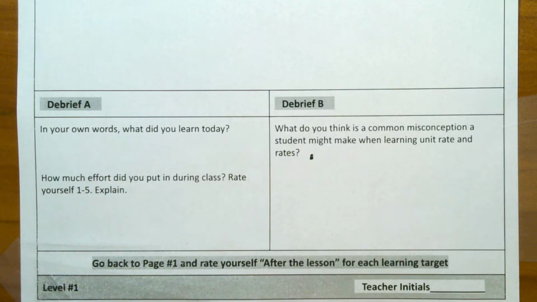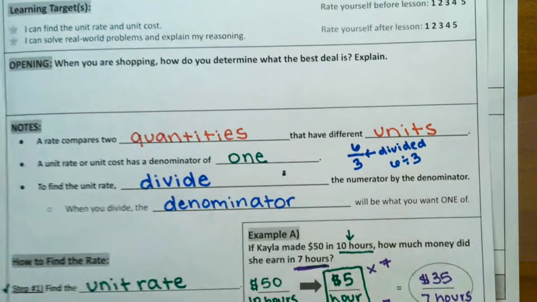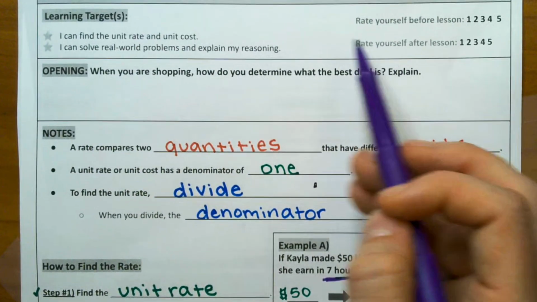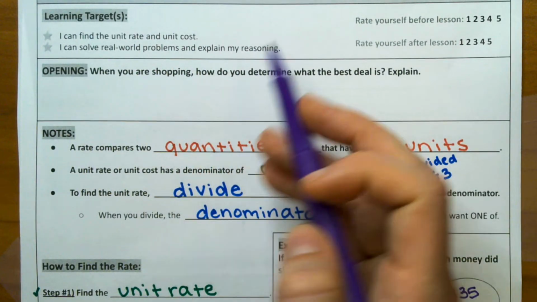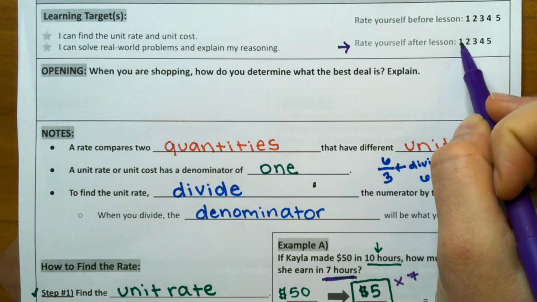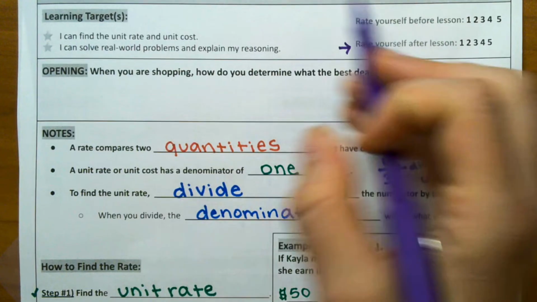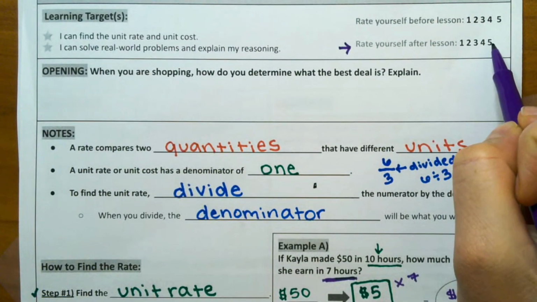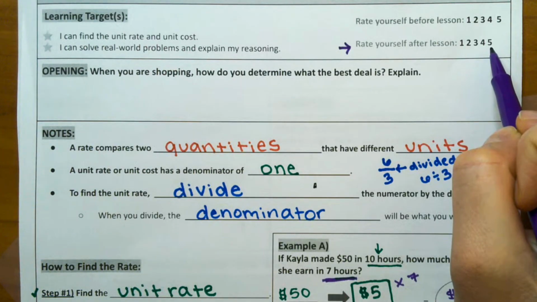Once you've answered our 3 debrief questions, you're going to flip back to our very first page. And now that you've had some more practice, reread our learning targets and rate yourself after the lesson. Remember, 1 is the lowest amount of confidence in how you feel about these, and 5 is the highest confidence.